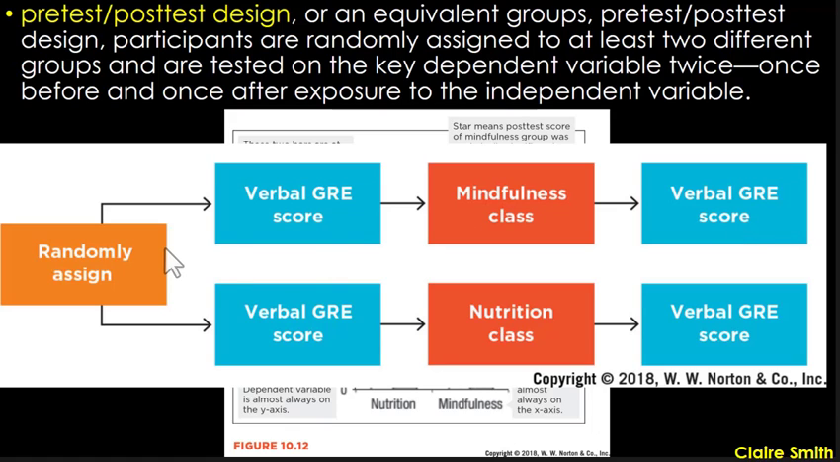So in this case, people were assigned to either take a mindfulness class or a nutrition class, and researchers wanted to see what effect taking the class would have on the GRE score. But before they even took the class, they took the verbal GRE section, and each group had an average score. Then they took the class, and then they were tested again to see how the class affected their score from before. So that would be a pre-test and post-test, right? So figuring out the baseline score for each group before they were even exposed to whatever the class was. Does that make sense?